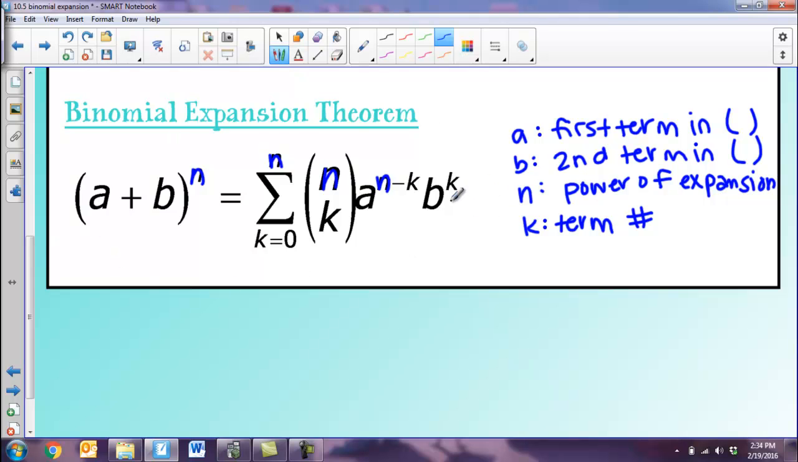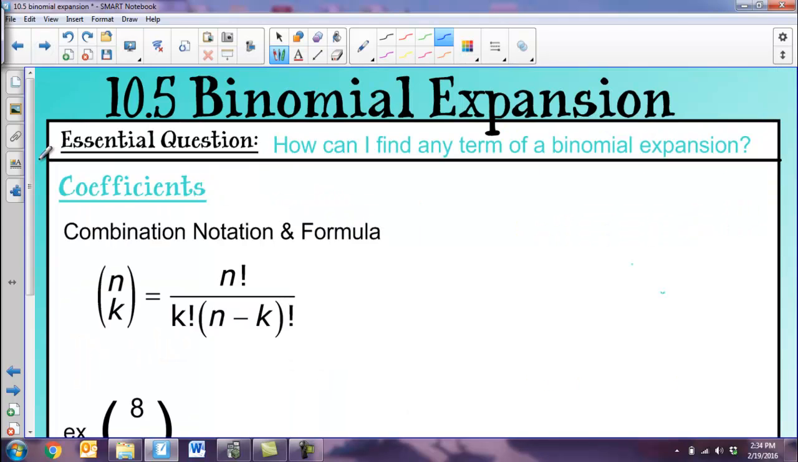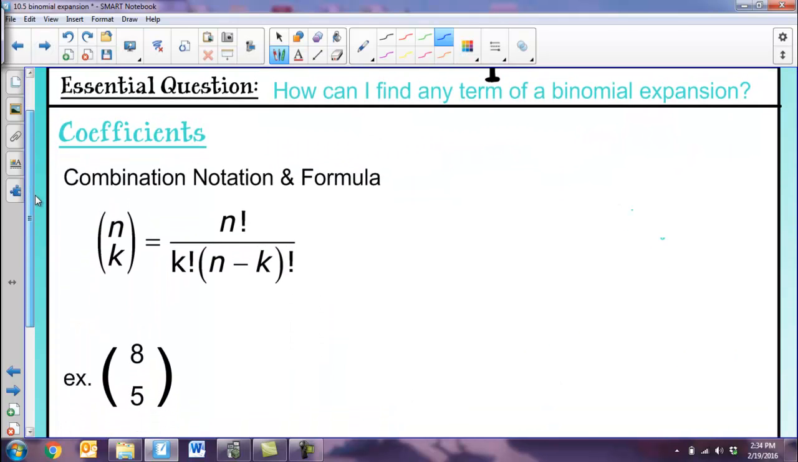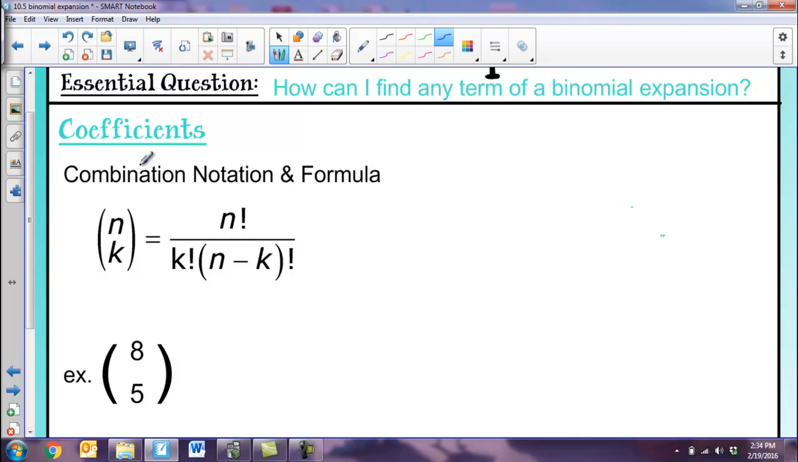We're going to apply it in a second, but the first thing that you're probably confused about is, what is this weird thing in parentheses? This isn't a fraction. This is what we call a combination, and it's how we calculate the coefficients in front of each of your terms in your binomial. So this is combination notation. We call this n choose k, and this is the formula for it. It's n exclamation point all over k exclamation point times n minus k exclamation point.